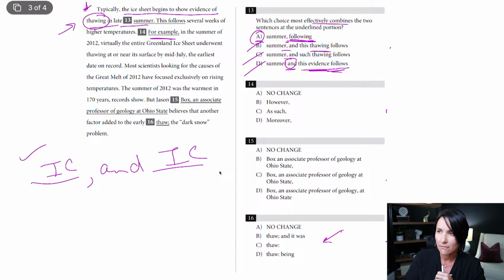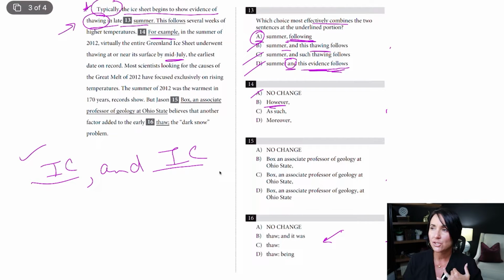Okay, for example. So that means it's going to support the fact that typically thawing happens in the summer, but this just said mid-July. Now, it's definitely testing your transition sentence, but it's also testing your rhetorical skills, because I had to read a little bit into this. So we have thawing at or near the surface by mid-July. And this says typically summer. So for example doesn't really help there. Let's cross off no change. Let's try however. Okay.